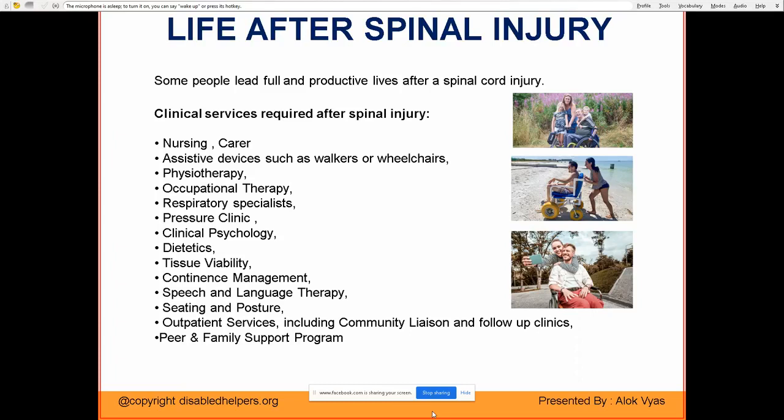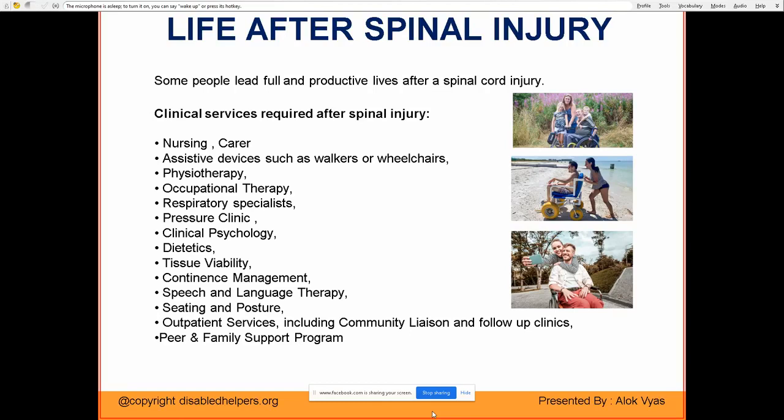Similarly, tissue viability nurse. These are the people who help you in restoring your skin, and give guidance about how to take care of your body, so that if you already have a wound, you know how to manage your body so that the wound won't get bigger and create a bigger problem. Next is the continence management person, who is responsible for helping you with evacuating the bowels, and draining your urine and other related things.